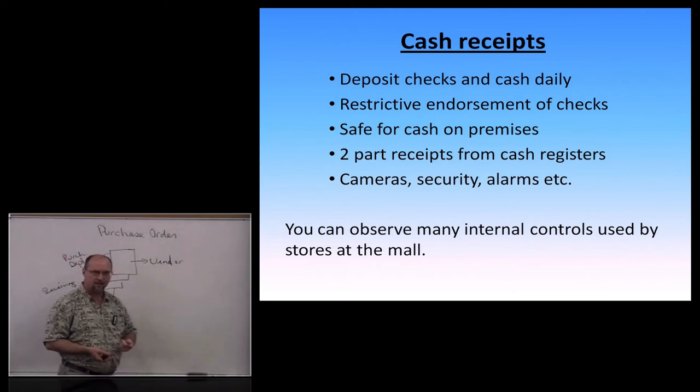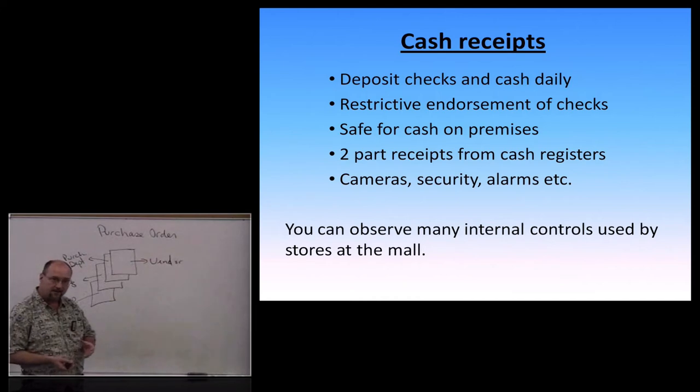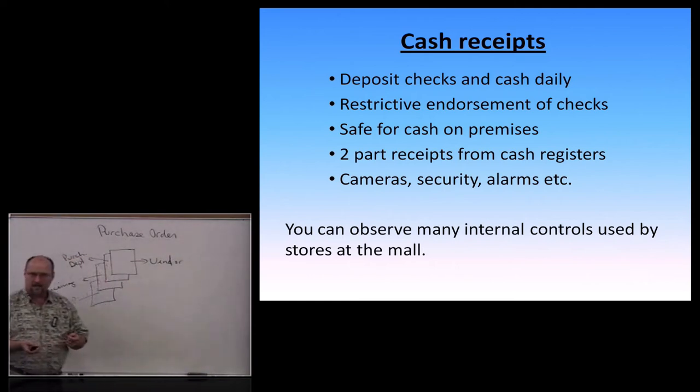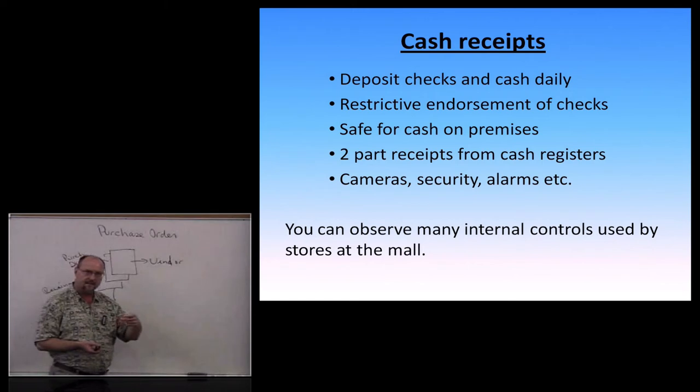If you have cash on the premises, it needs to be safeguarded, right? So you have a safe of some sort to protect the cash. If you have a cash register, one copy of the receipt has to go to a customer, and then you have an internal receipt.